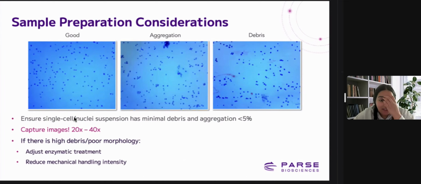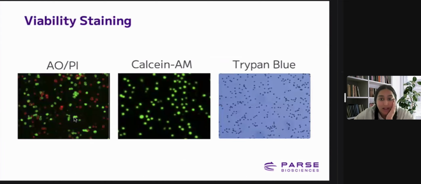And again, if you want to use some other dyes, you can use AOPI. It stains dead cells as red, live cells as green. Calcein AM only stains live cells. Trypan blue only stains dead cells. After you fix, you're going to take a post-fixation count and everything is going to be blue. So don't worry. Sometimes I get a panicked email like, hey, I just did my post-fix count, everything is dead. Well, yeah, because we fixed it, so it's going to be dead. So don't worry when everything is dead at the end.